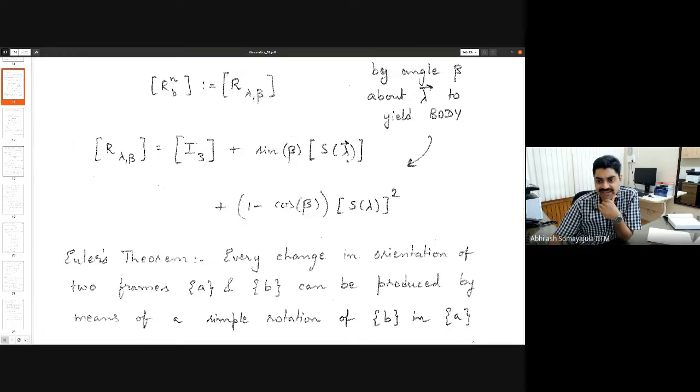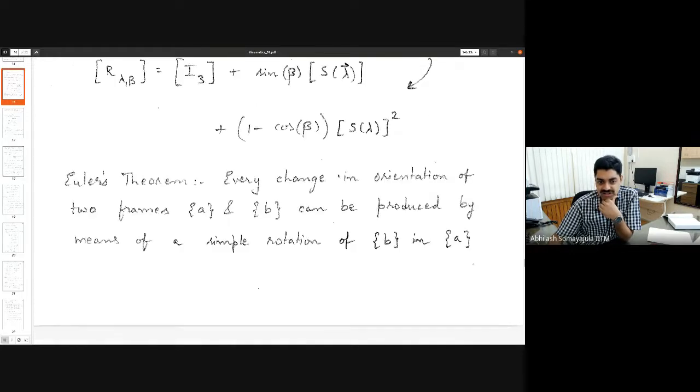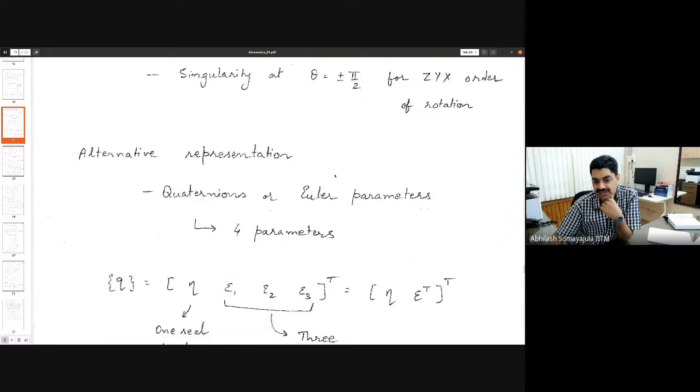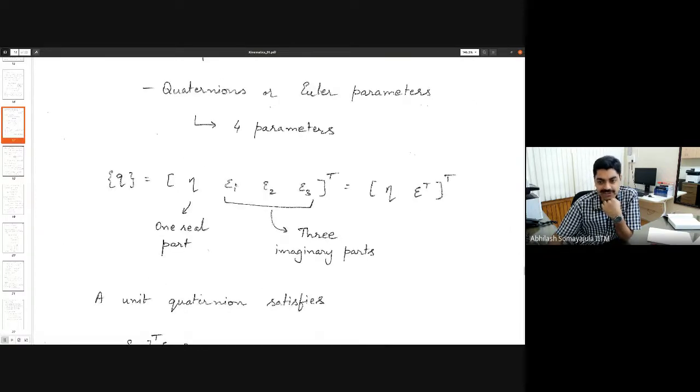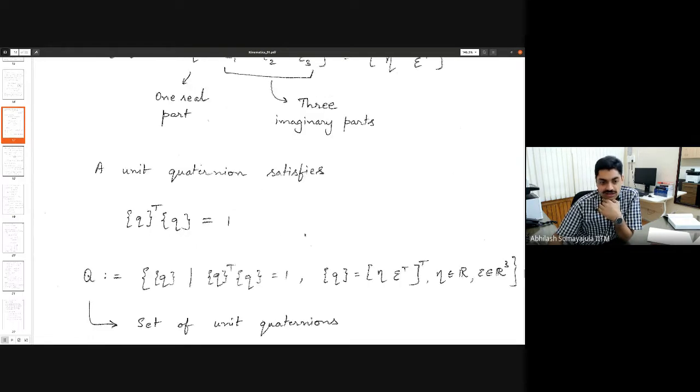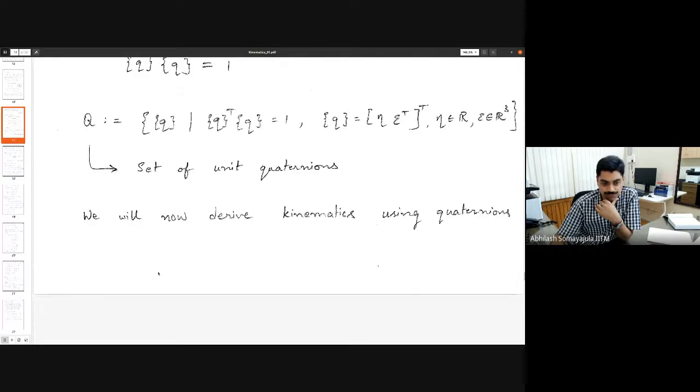And the main idea here was that we can now start introducing the idea of a quaternion as a 4-parameter system which consists of one real part and 3 imaginary parts. And the first idea which we introduced is that of a unit quaternion, which means that if I take the norm of the quaternion, it turns out to be 1. And the set of all such unit quaternions is termed as capital Q.